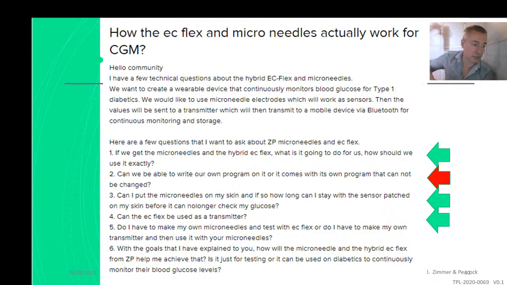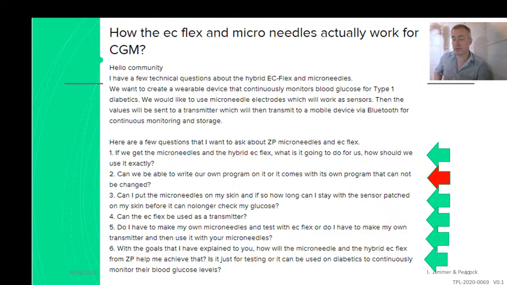The next question is, does it have a transmitter? It does have a Bluetooth connection. If you look at the web page, there are videos regarding that. So it does have Bluetooth connectivity, that EasyFlex. You don't need to make your own transmitter. It's on the board. So their goals are this: they want to be able to program it themselves. So that really is down to the skill set of the engineers.